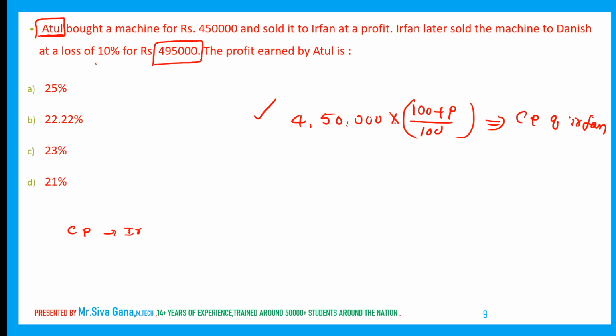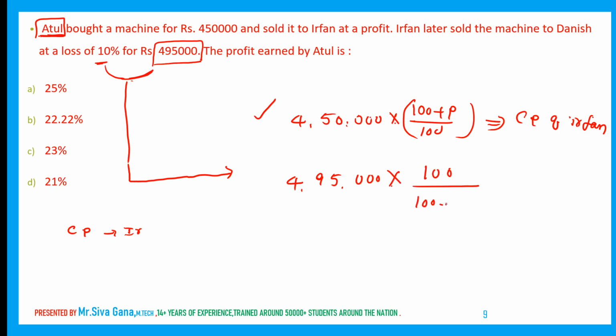4,95,000 and he got a loss. From this information, we get the cost price of Irfan in another mode also. 4,95,000 is the selling price. Since he got the loss, it is 100 divided by 100 minus how much loss? 10%, which is nothing but 495,000 into 100 by 90, that is 10 by 9. This is also the cost price of Irfan.